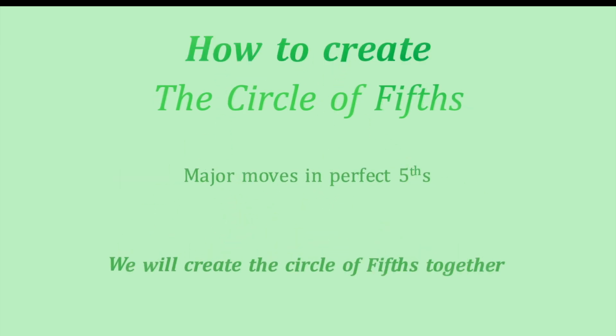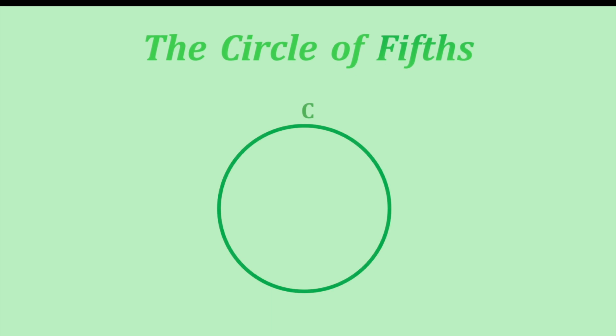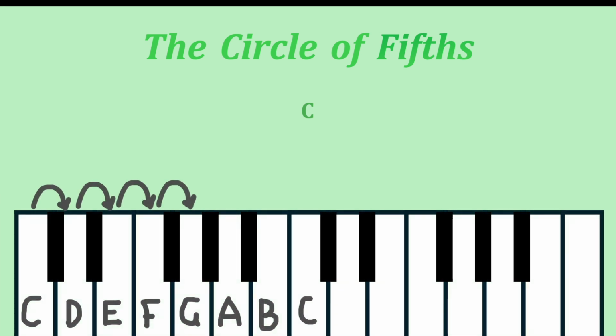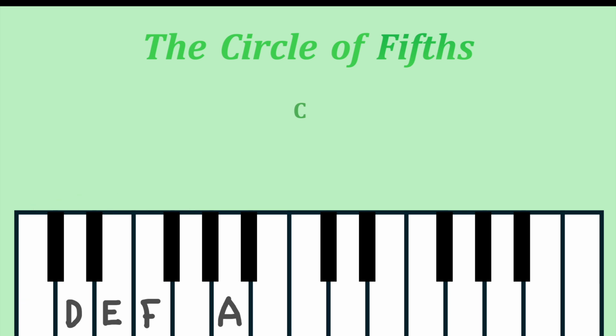To create the circle of fifths, you need to understand the movement in which the circle goes round. So for major, which as I've mentioned is the outer circle, we move up in the perfect fifth clockwise. We will create the circle of fifths together, starting on C. From C, we move 5 steps. This gets us to G.